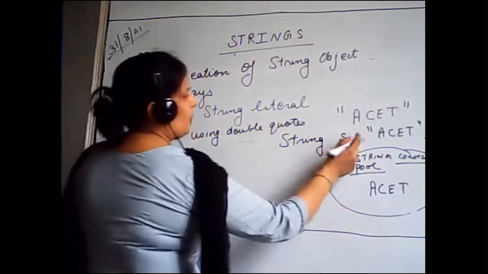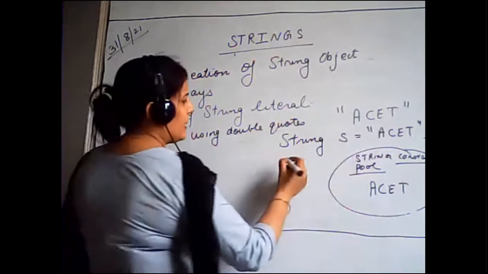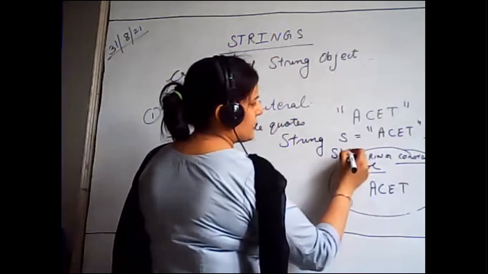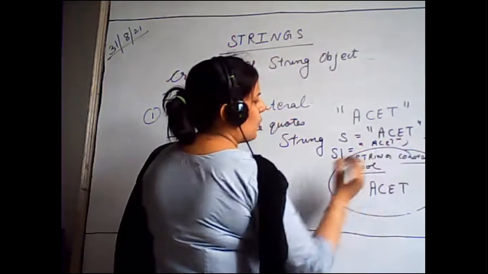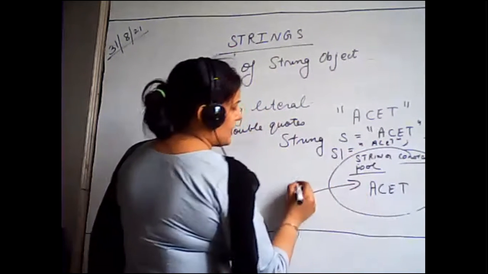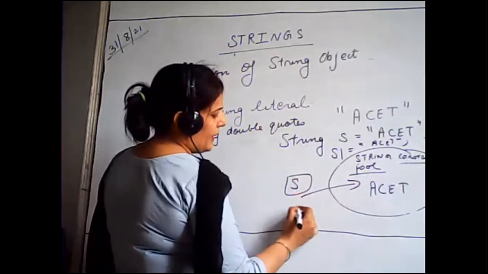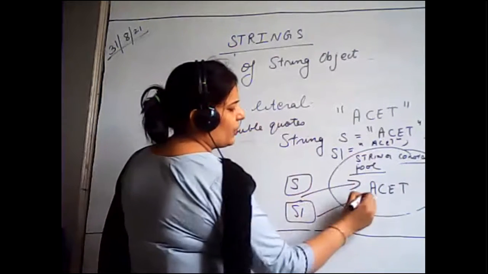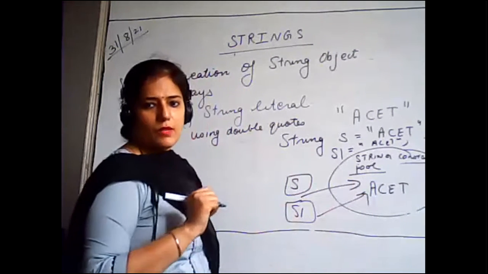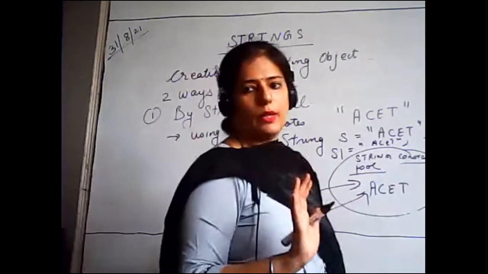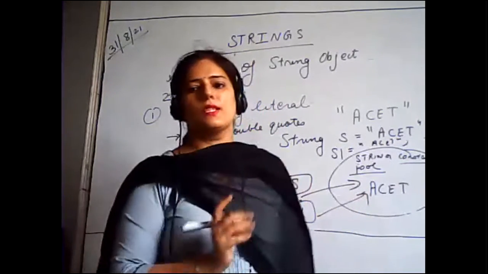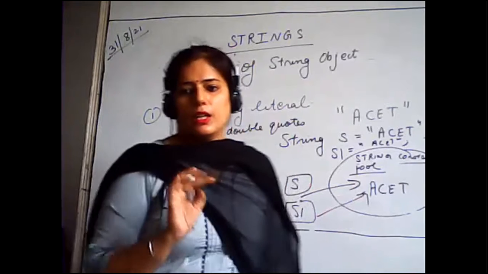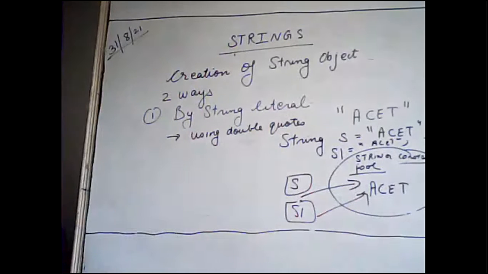Now, here we had S equal to "ACT". Again, if we write S1 equal to "ACT", what will happen? S will refer to this ACT and S1 will also refer to this same ACT. So no new string will be formed here. The same string will be referred to by different reference variables. Clear? This is how we represent string literals.